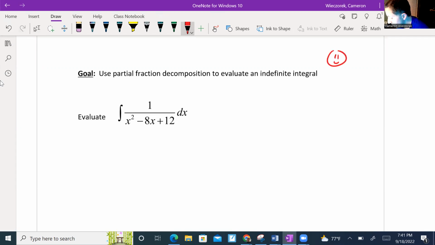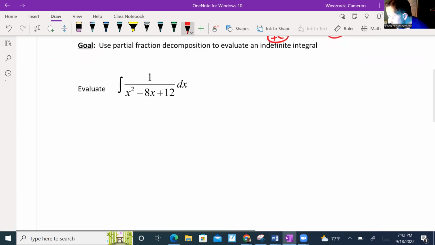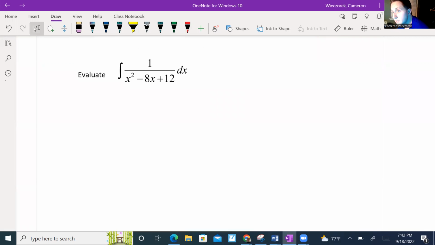Okay. So again, the goal of this video: we want to use partial fraction decomposition to evaluate an indefinite integral. I'm not putting any bounds on this integral, which means we're going to have to remember to include our plus C at the end. Looking at the integral, it's very likely in the course you're taking that the problem will not say use partial fraction decomposition to evaluate this integral. So looking at it, how do I know that that's going to be the strategy?